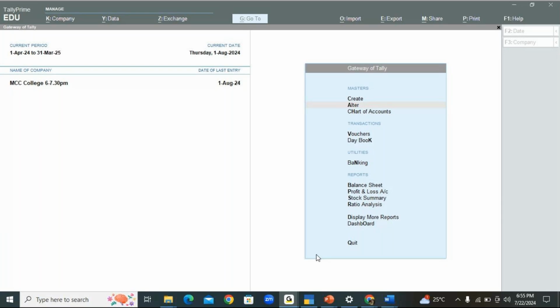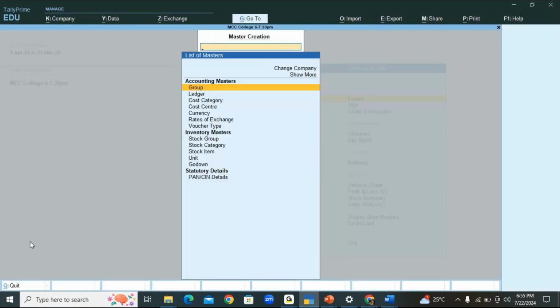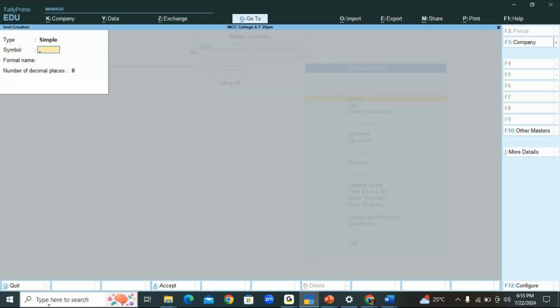For example, for numbers it is NOS only, and LTRs only. So that's how the list of units of measurement is created, and it is adopted by Tally. It doesn't stop you from creating units of measurement. You will create the units of measurement under numbers, under liters, under boxes. So that's how you will create the units of measurement name and the formal name. I will just show you. Go to create.